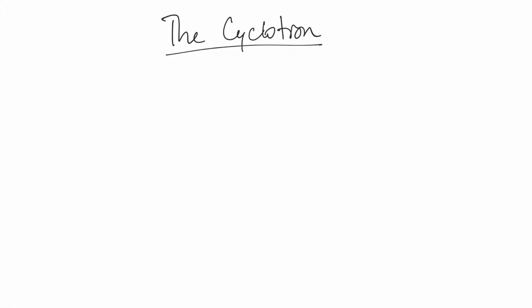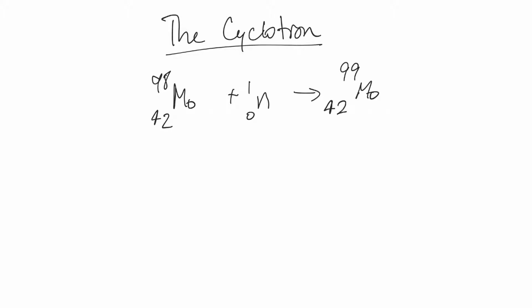The cyclotron is another way that radioisotopes can be produced. Normally, radioisotopes for medicine are produced in a nuclear reactor, or up till fairly recently, a nuclear reactor, by neutron bombardment. So molybdenum-98, 42, plus a neutron will give us our molybdenum-99, which is our source for technetium.